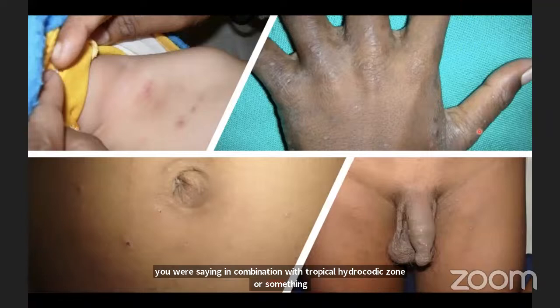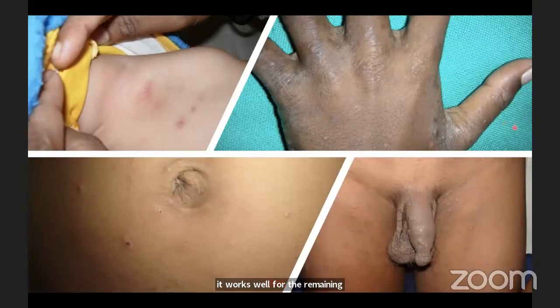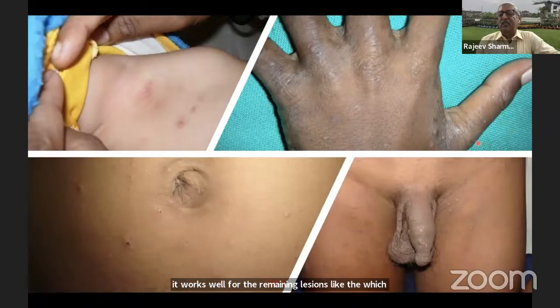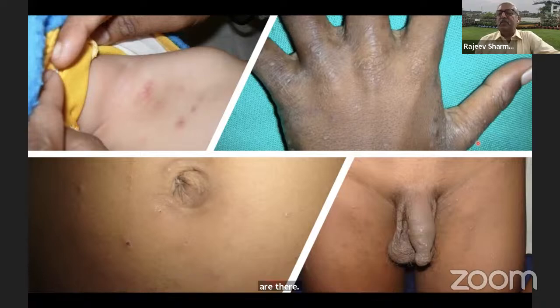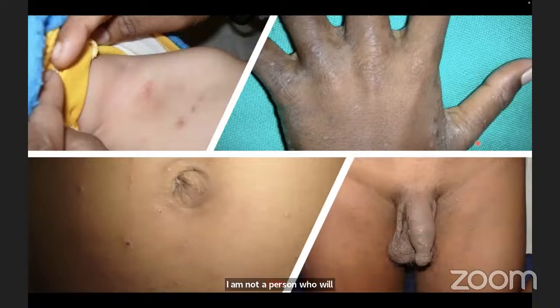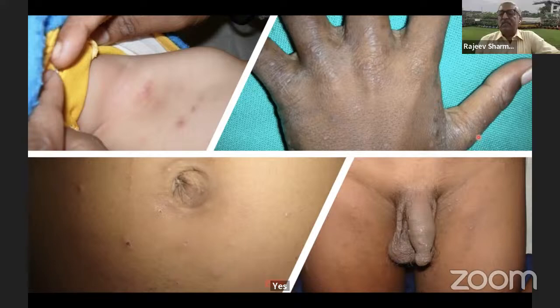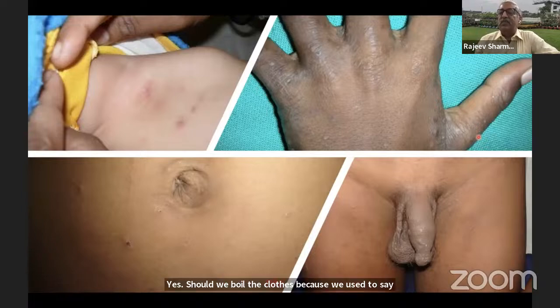There are some soaps available with permethrin. Is there any role? I am not a person who will promote soaps because the contact period is so little. Should we boil the clothes? Because we used to say wash with warm water. That is not required, sir, because you cannot kill anything by putting them in boiling water for 2 minutes. So you just do routine laundry after 10 days.